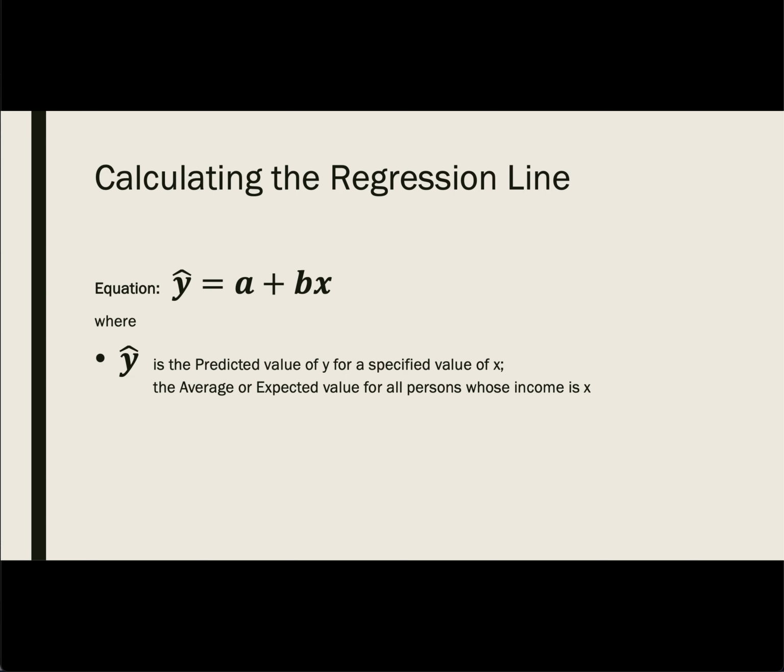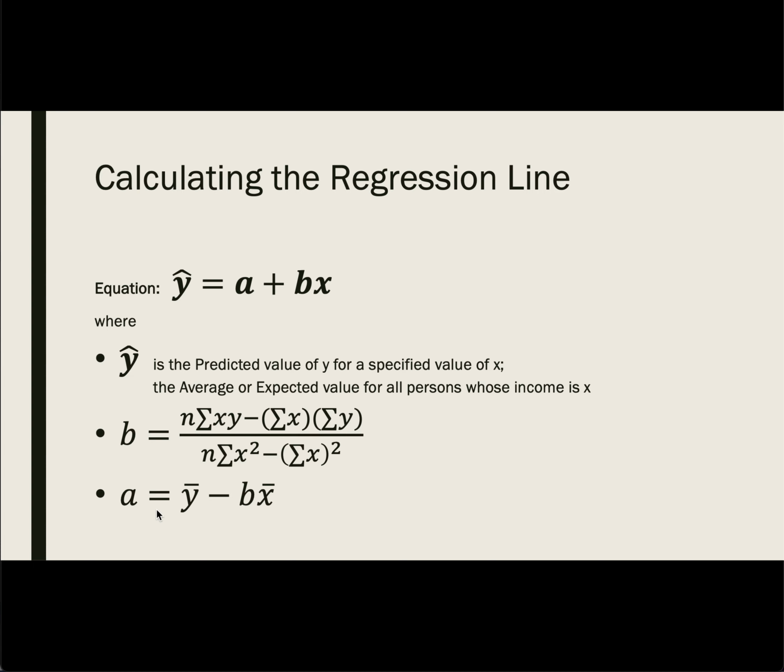So what is this b? This b is presented in this equation: n times the summation of x times y, minus the summation of x times the summation of y, all over n times the summation of x squared minus the quantity summation of x, squared. You can see this in the formula of the Pearson r. Similar, but it's not the same. Take note, usually the numerator is similar. And our a is equal to y bar minus b times x bar.